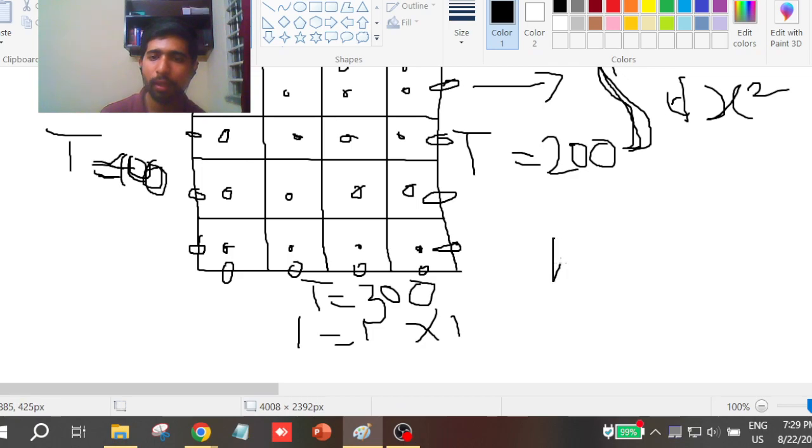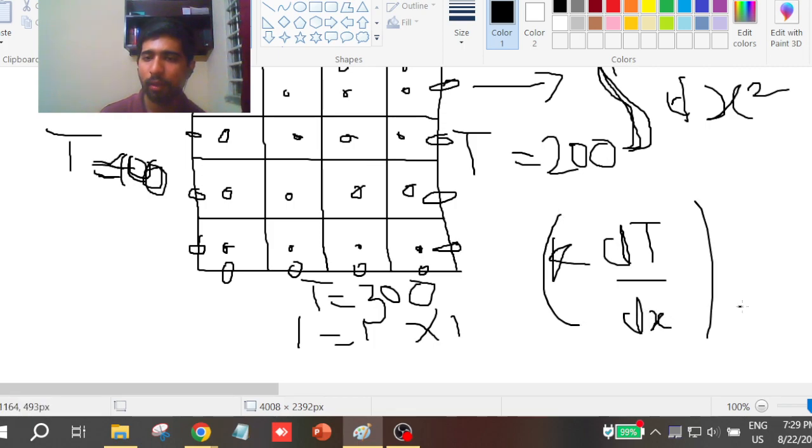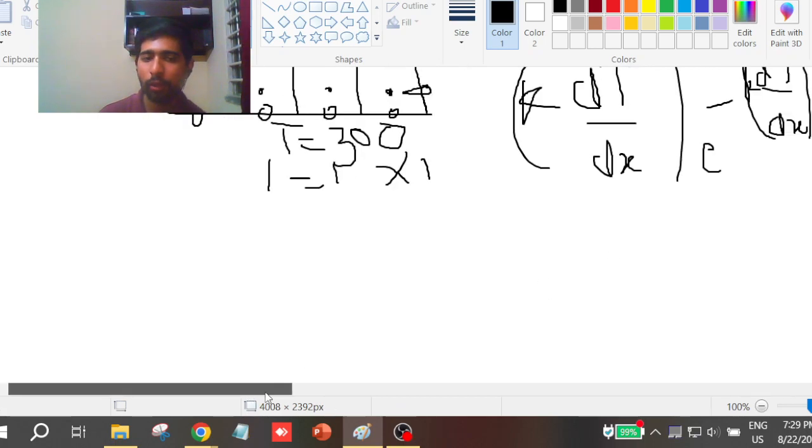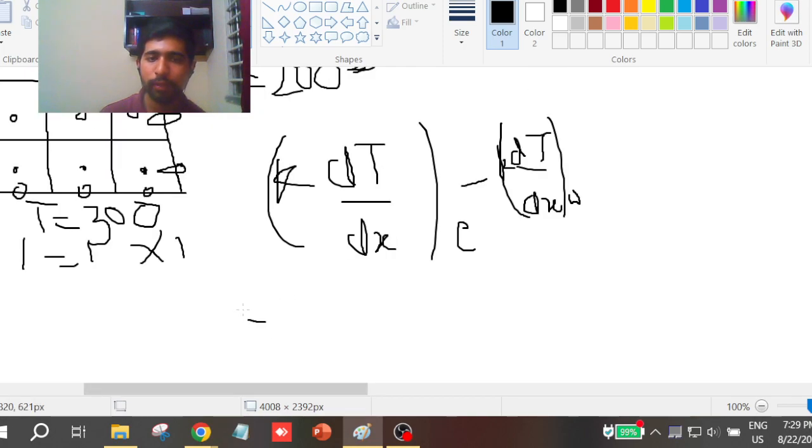and convert it into a surface integral. Now you get k dt by dx along the east face minus k dt by dx along the west face. Now again you also have k dt by dy, plus the north face. Now you will not get dt by dx along the north face.